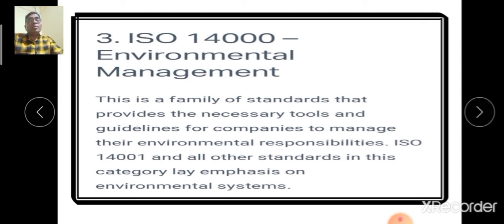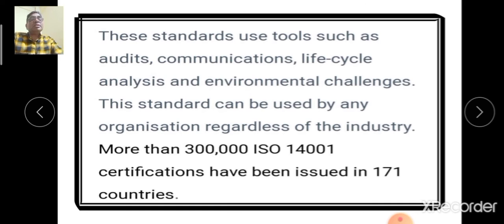ISO 14001 and all other standards in this category lay emphasis on environmental systems. These standards use tools such as audits, communications, life cycle analysis, and environmental challenges. And this standardization can be used by any organization regardless of the industry. More than 3 lakh certifications have been issued in 171 countries.